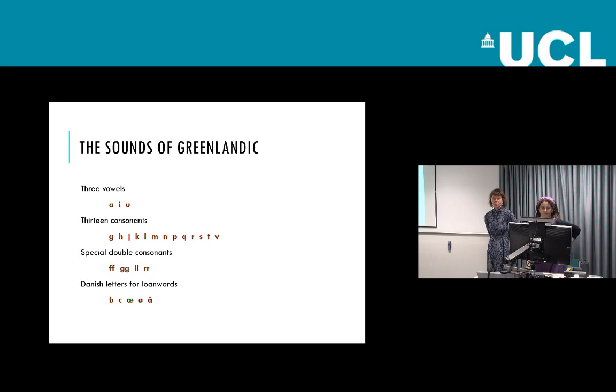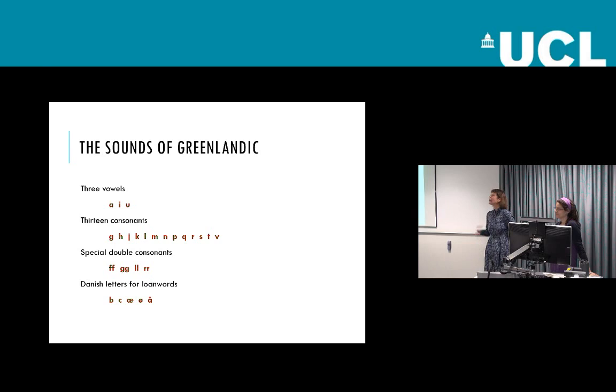And then the double consonants, the ff is two Fs, so Pacific. The gg is misleading because it's actually pronounced like the German ich, so it's ich, for example. The ll you have in Welsh, so for example, the word for you, singular, is ilit. And then the rr is a very strong sound. It's like here in the throat, that kind of sound.